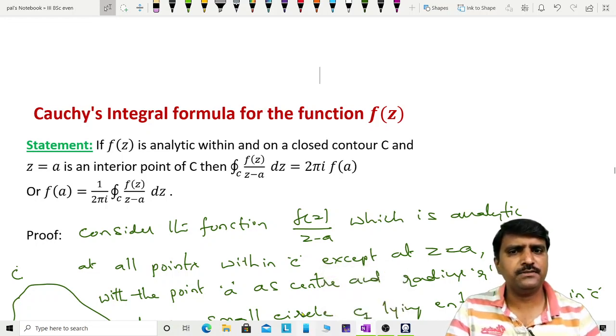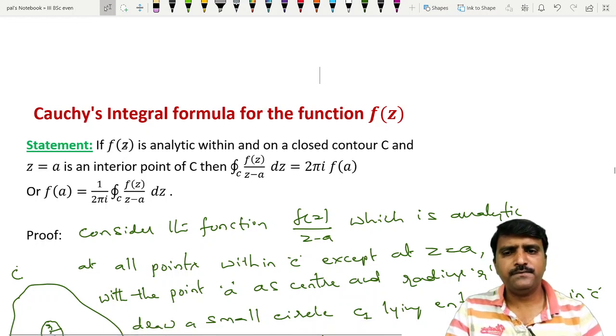So we are using Cauchy's integral formula when f of z is an analytic function inside the closed contour C, and z is equal to a is an interior point of C, then integration of f of z by z minus a into dz is equal to 2 pi i into f of a.